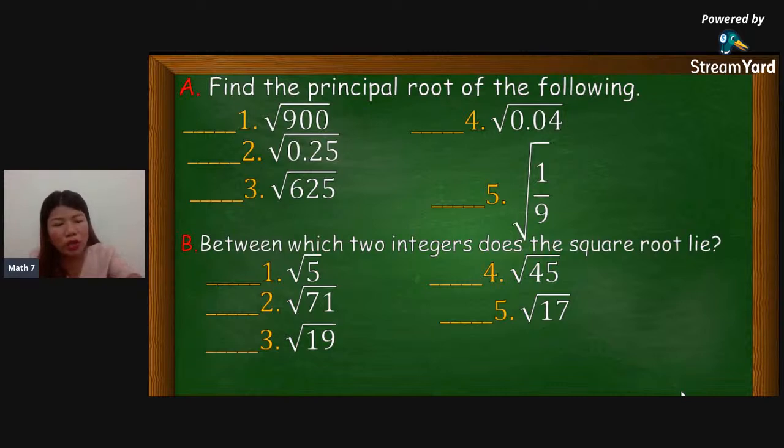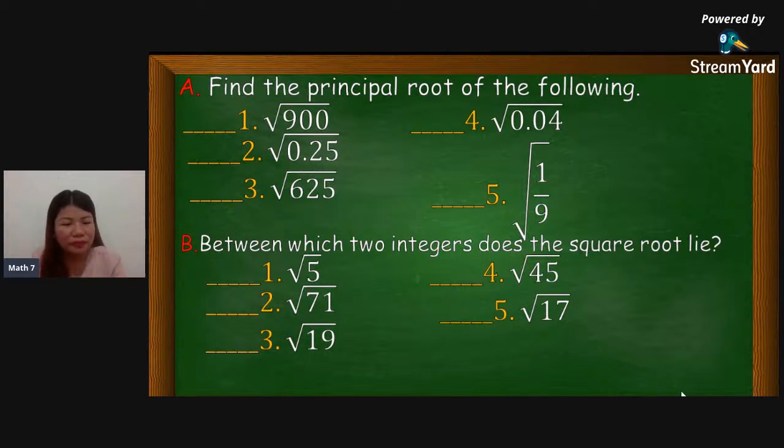Number 2, square root of 71, between ano yon? Okay, very good Angel, between 8 and 9. Square root of 19, we have between 4 and 5. Very good Angel. Oy, si Althea nandyan na pala.